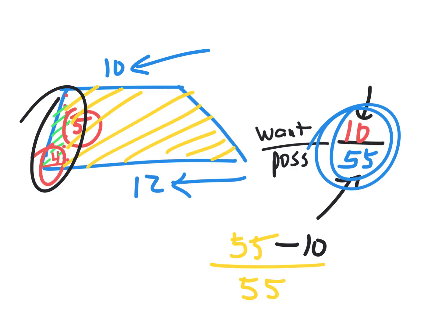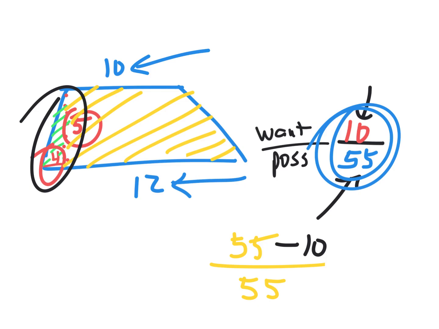Do you get how that worked? It is almost 55 out of 55 because it's almost the whole thing. You're very likely to hit in that yellow area. But you've got to take away the area that we don't want to hit. So instead of 10 out of 55, it is 55 minus the 10, out of 55.